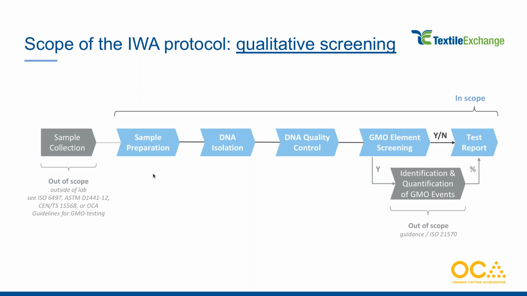Another thing that's not covered is the actual identification and quantification of GM events. So imagine in the event that you get a sample where GM is detected and you would like to know, okay, so what was the actual quantified presence of this GM in the total sample, you'd have to do an additional test, and that's also not part of this current protocol. There's other material out there, like ISO 21570, that gives guidance on how to do this in a standardized way.